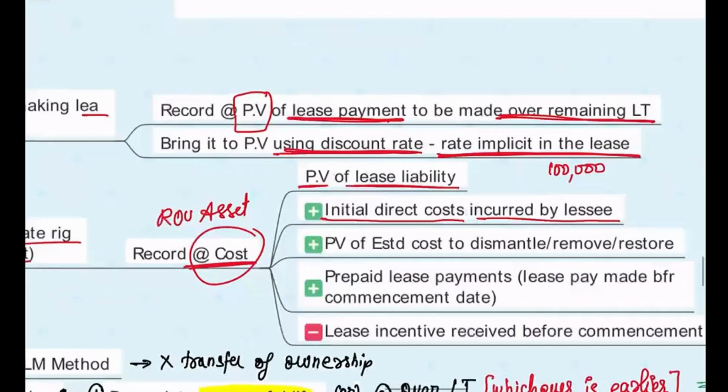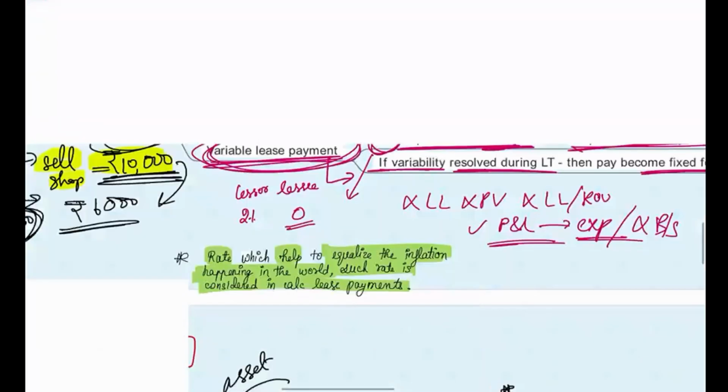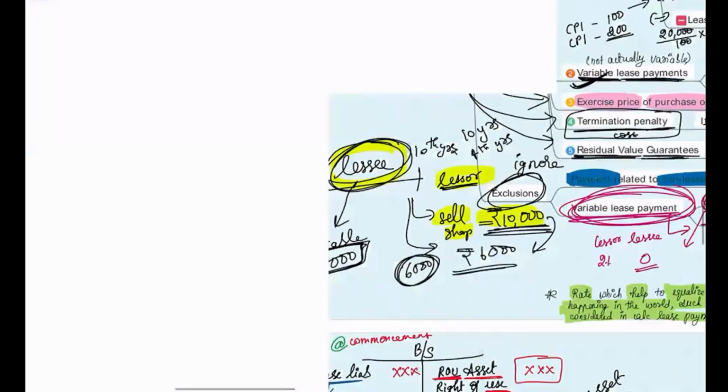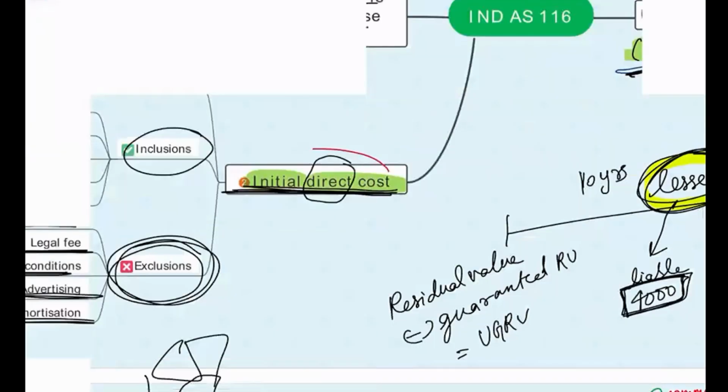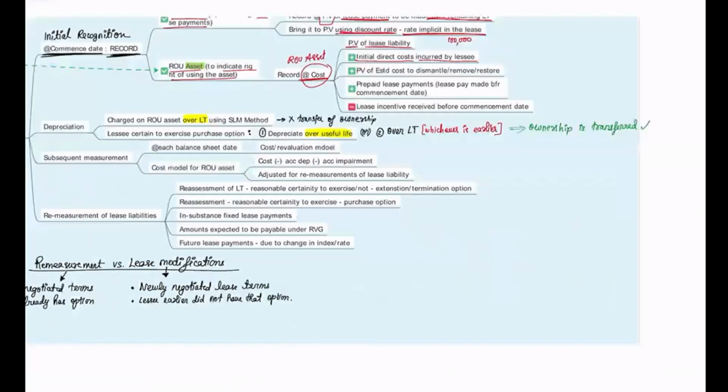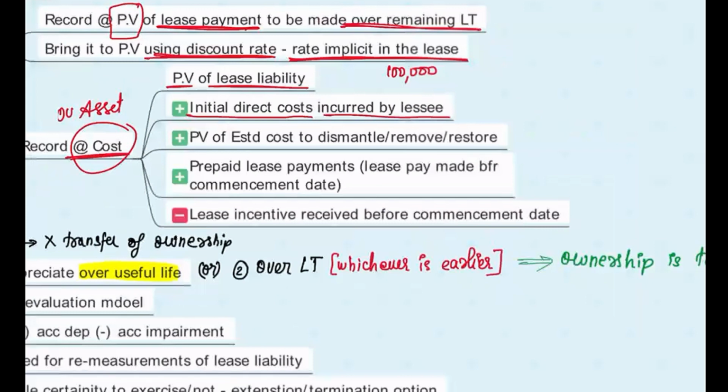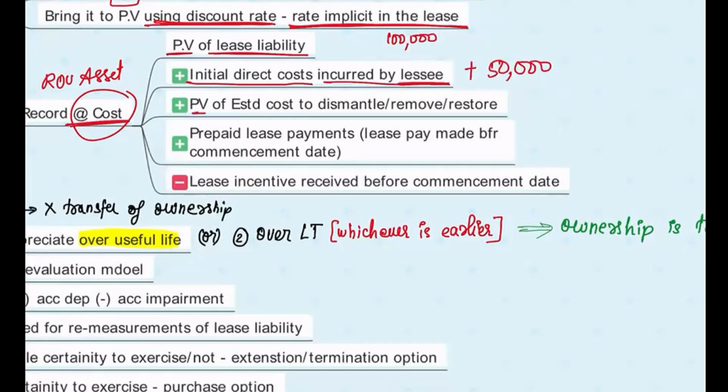Like when I was explaining this first mind map, here I made you understand, right? What is initial direct cost. So whatever the total of this is, you have to bring it here. Any cost which has been incurred by the lessee, which was very important for the lessee to incur to get the lease. Suppose an initial direct cost of 50,000 has been incurred by the lessee. Add that with it.